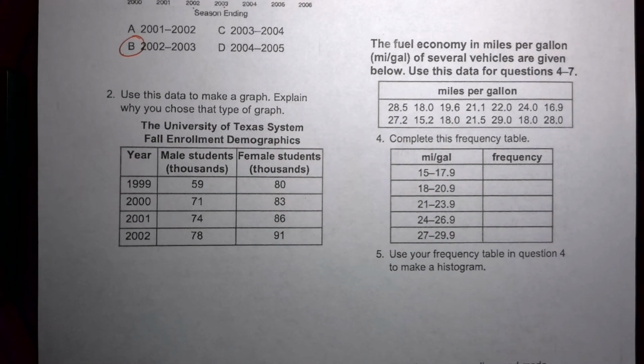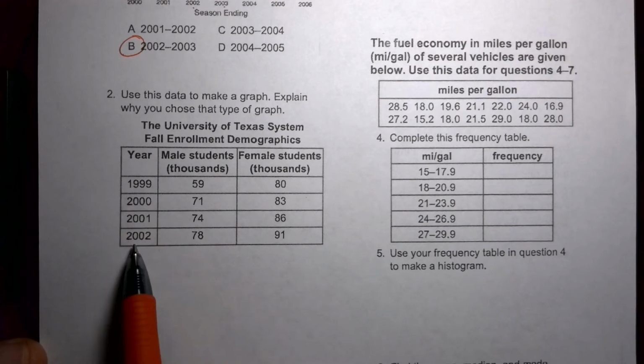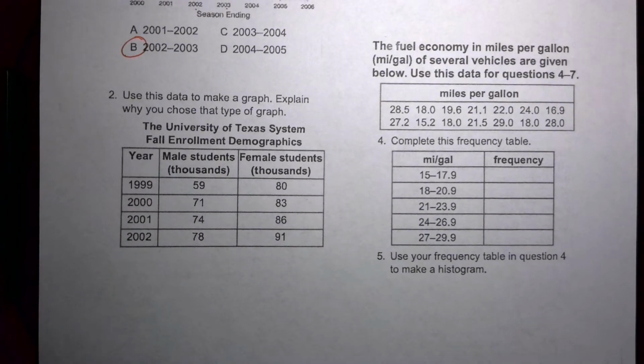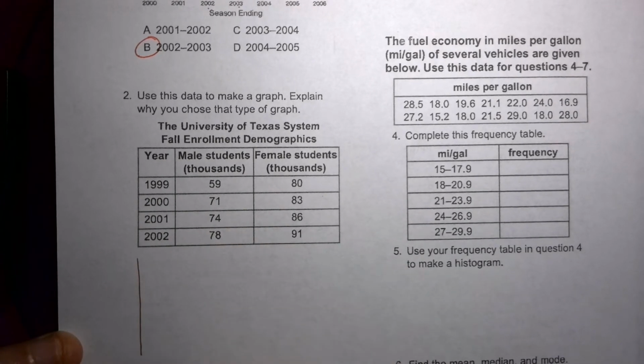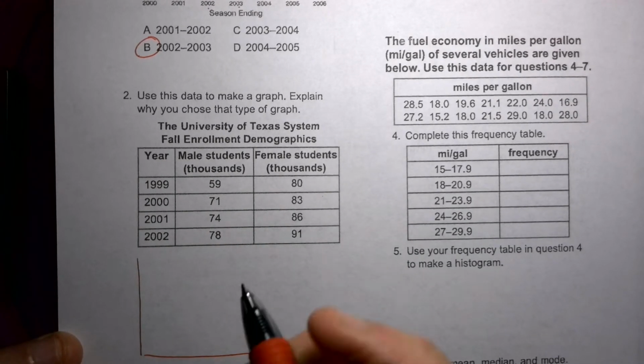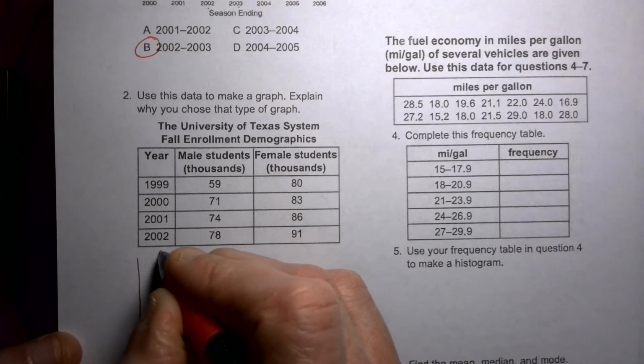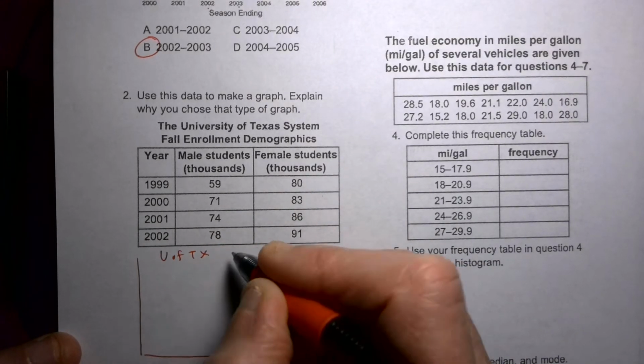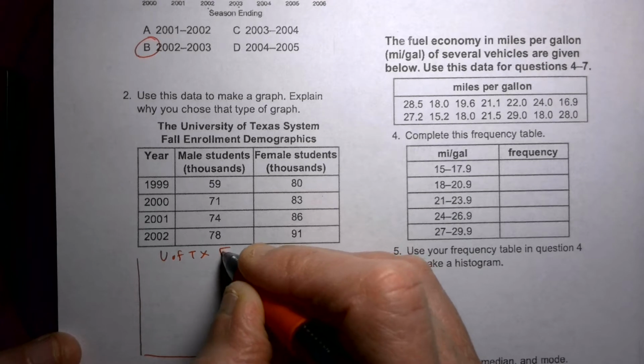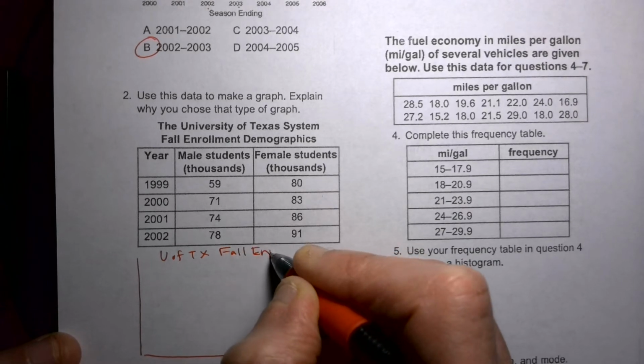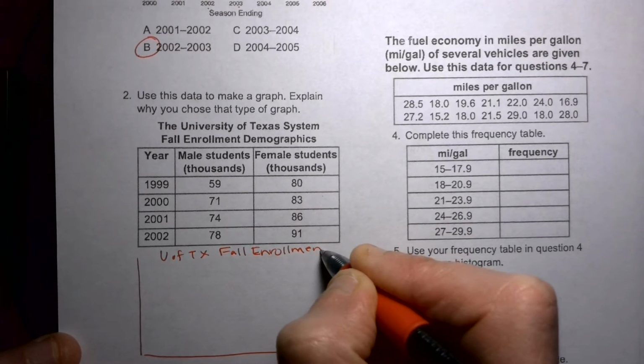All right. Use this data to make a graph. Explain why you chose that graph. Well, I'm hoping that you saw that there were years. And so whenever we're going to show a progression of something over years, a line graph is a great option. So we're going to go ahead and do that. I'm going to do University of Texas fall enrollment. Make sure you label your graph, make it look nice.